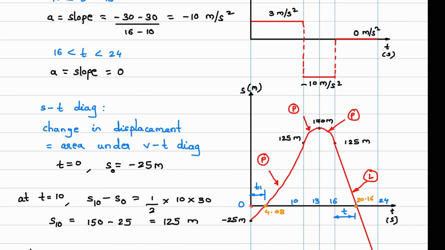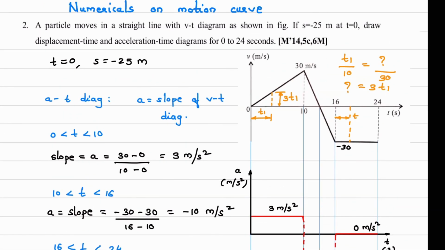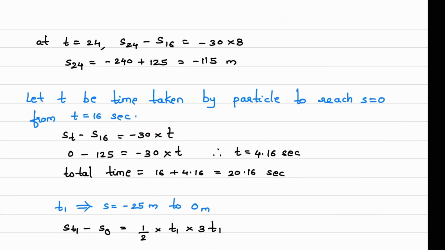Then we have to calculate t1. How to calculate t1? Again, St1 minus S0 is equal to, we considered this area under VT. This is t1. From similar triangle, height we got 3 t1, and from here we took the area of this triangle and calculated t1 time.